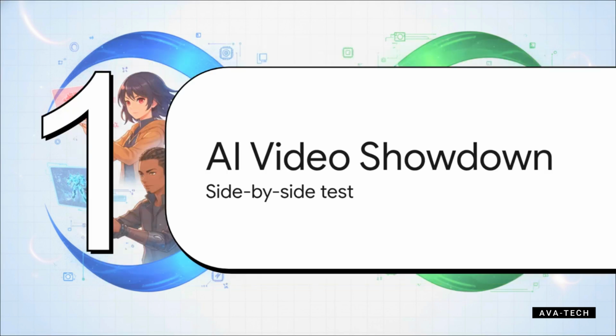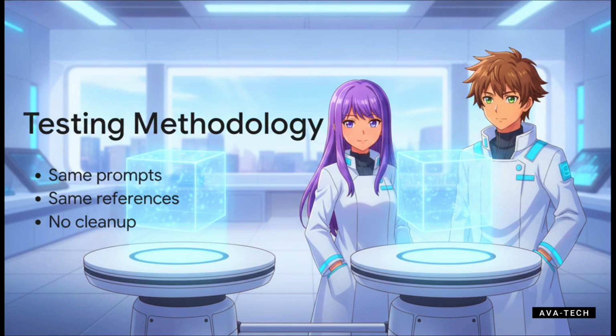Section 1, the AI Video Showdown. We are setting up a pure side-by-side test here. To make this a completely fair fight, the testing methodology was incredibly strict. The source used the exact same prompts and the exact same reference materials for both models. No cherry-picking the best results and absolutely zero post-generation cleanup. We are talking about raw, unedited outputs, which is so crucial.